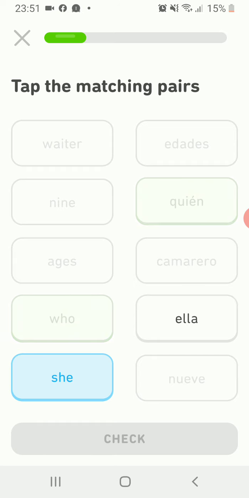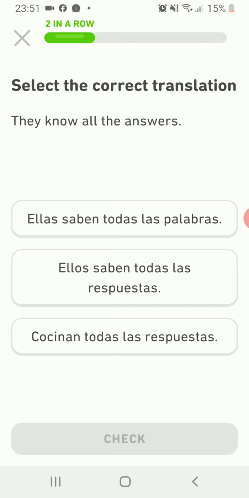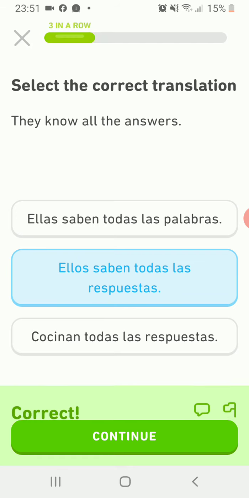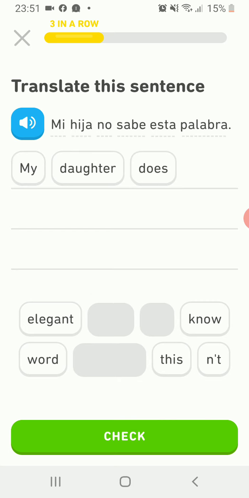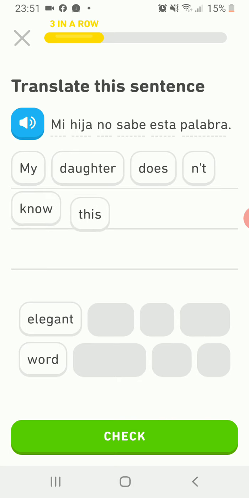Who is quién? ¿Quién? They know all the answers. Ellos saben todas las respuestas. Mi hija no sabe esta palabra. So my daughter doesn't know this word.